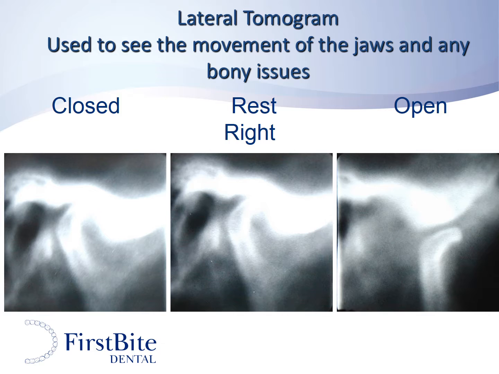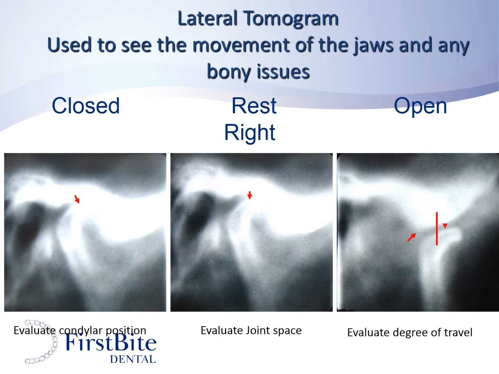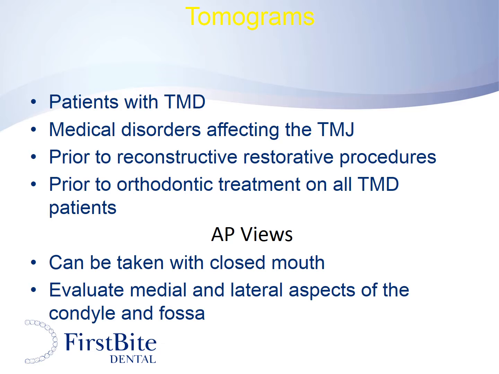This is a tomogram, so we can have a look at the shape of the jaw as well and make sure that everything's looking okay. There's a lot of different things that we look at when we take a tomogram. Tomograms are taken for patients with TMD, and medical disorders affecting the TMJ. Before we do any major dental work, it's normally good to take a tomogram to make sure that the condyle looks okay. Also prior to orthodontic treatment for patients who have TMD issues, to make sure there are no major problems that can be seen.